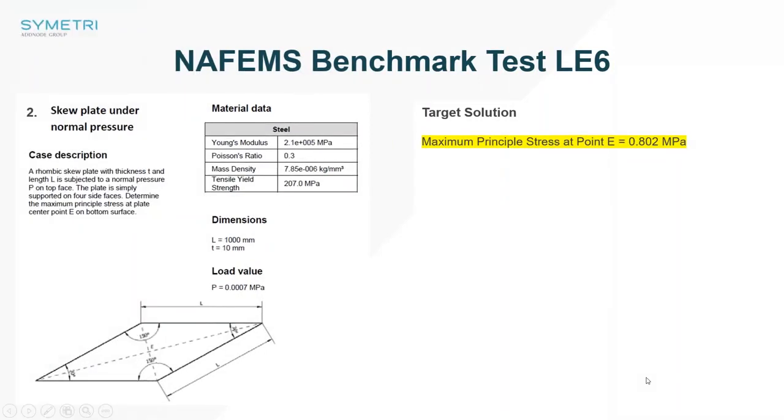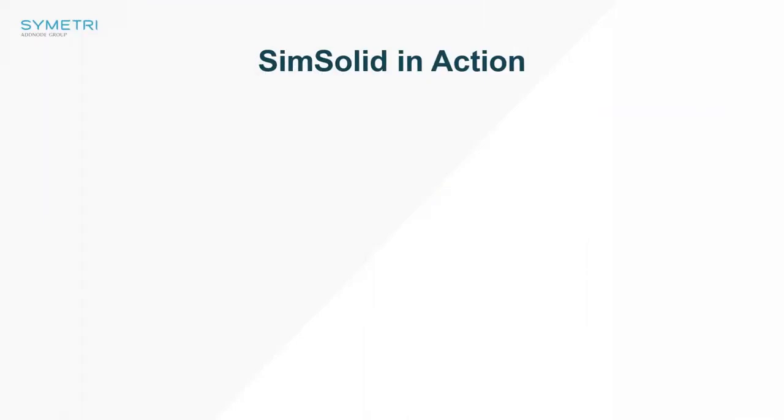Okay, in this case here, we're going to use a skewed plate. So this is a classical example where we have deformed elements in classical FEA products like Inventor Nastran, because SimSolid doesn't use elements. So we're going to see what type of results we're going to get inside SimSolid. So we're going to apply a pressure of 0.007 megapascals and see if we can get 0.82 megapascal results. So let's try this.